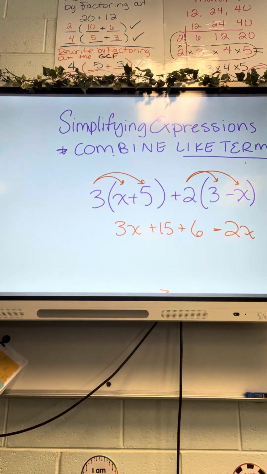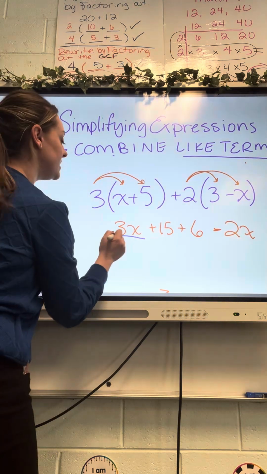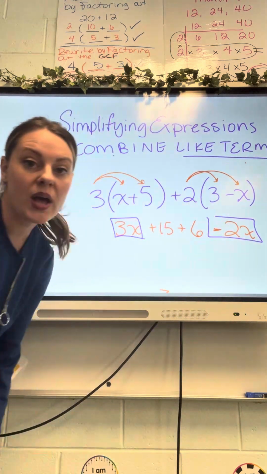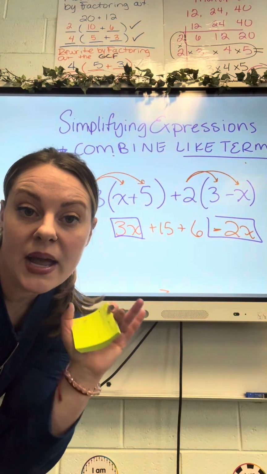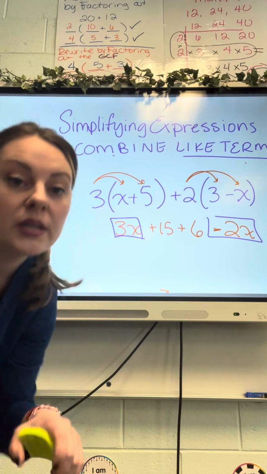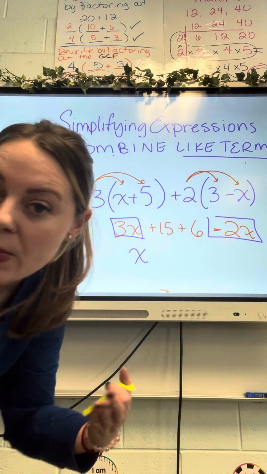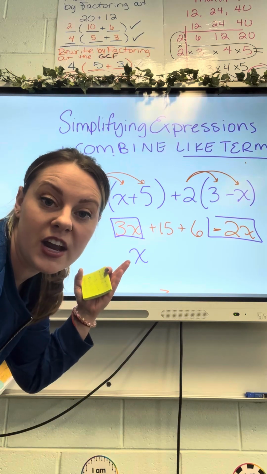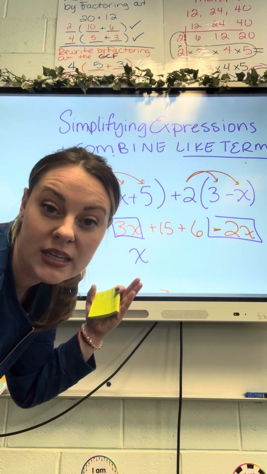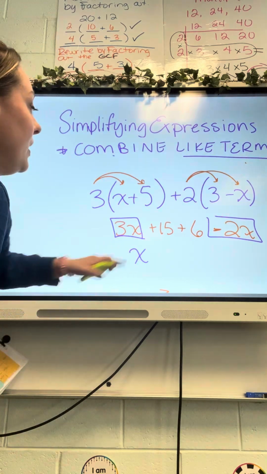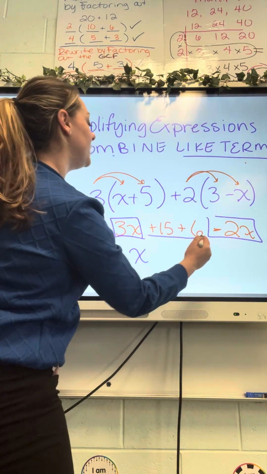So I have a 3. I have an x here. Do I see another x? Yes, it's a minus 2x. What is 3 minus 2? 1. You don't have to put the 1 in front of it. It's automatically there because when I plug in for x, if I were to multiply it by a 1, it would equal the same number. So it doesn't have to be there. All right, and then I have 15 plus 6.